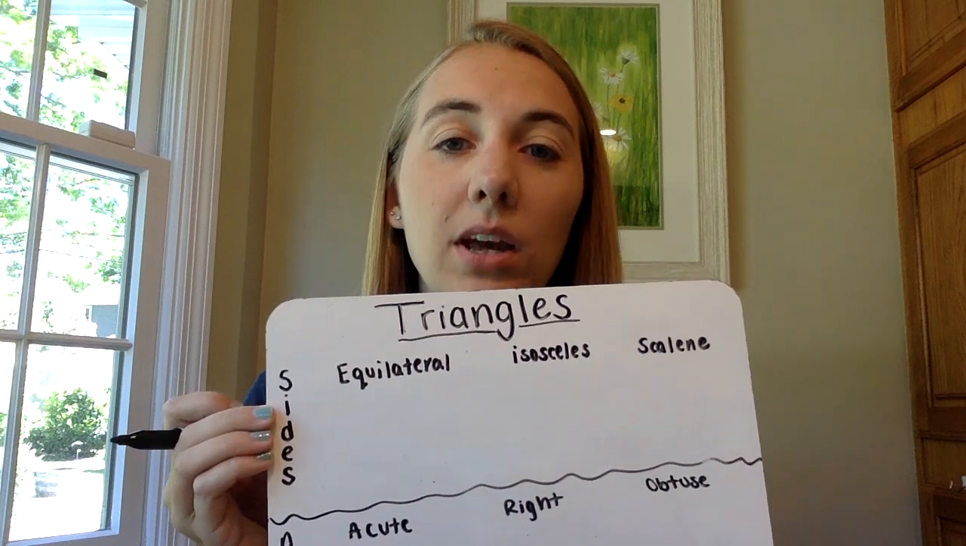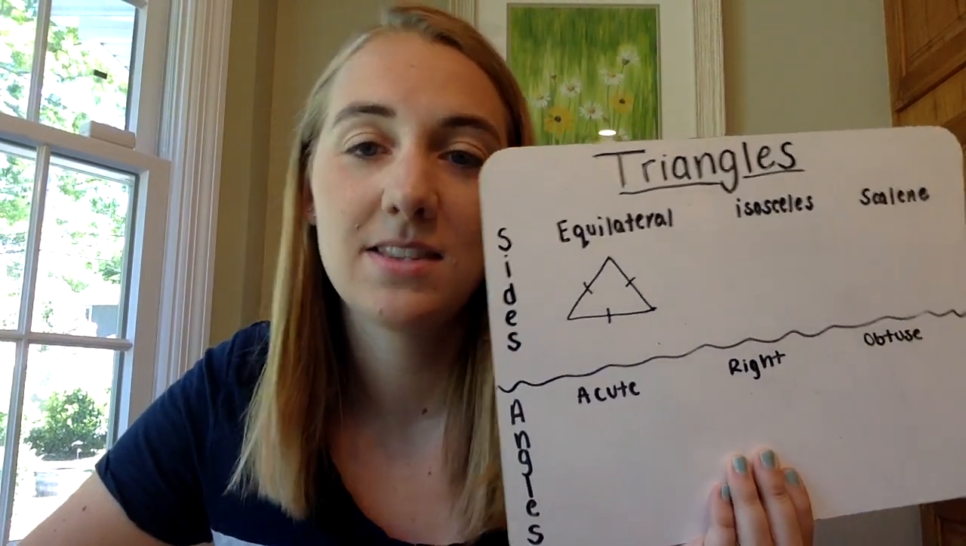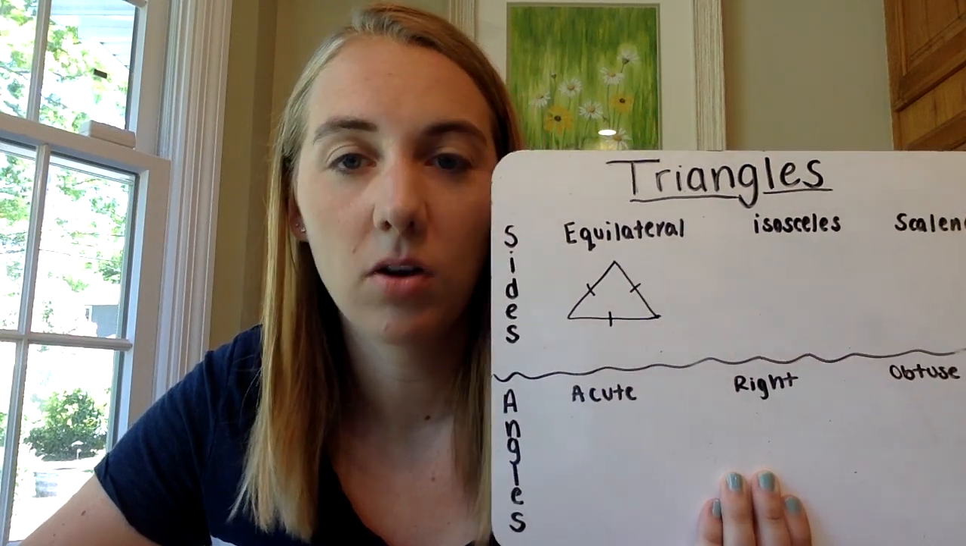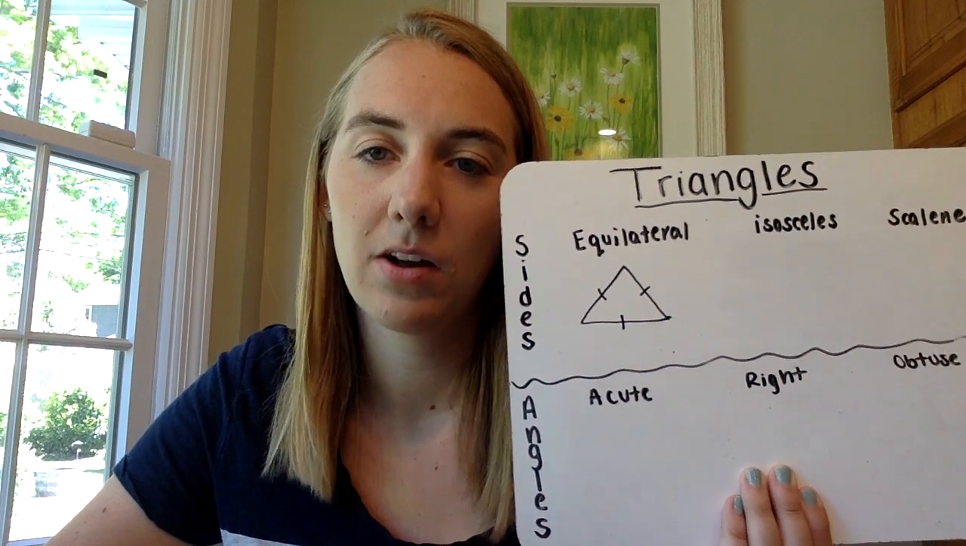Equilateral, if you look at the word itself, you see the word equal in it. So equal means that they're all going to be the same. So if I draw an example of my best example of an equilateral triangle, I'm going to give those dash marks that states that all those 3 sides are going to be equal to each other. So that would be an example of an equilateral triangle.